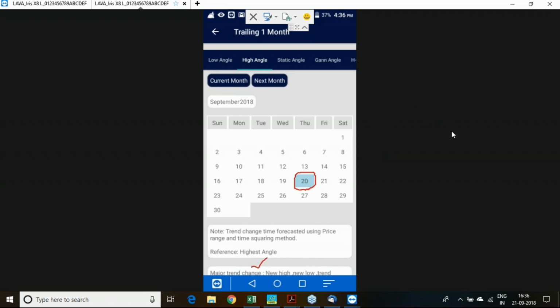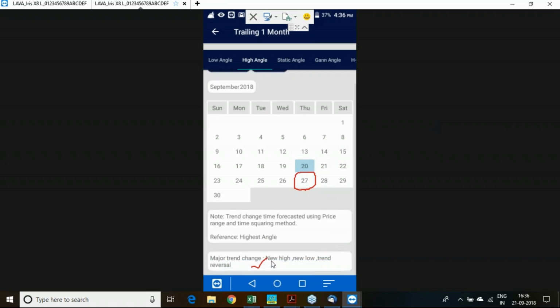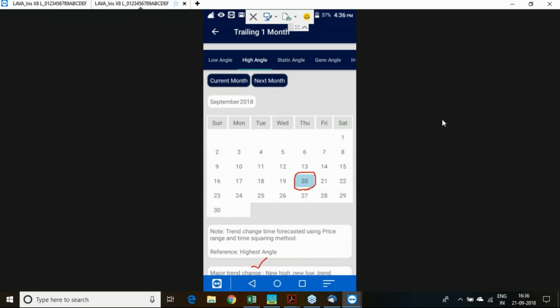Whenever I mention a major trend change date, one new high, new low, or trend reversal is expected. The 20th was a holiday. If the calculated date falls on a holiday, then the previous day or the next day will be impacted. So the 19th or 21st will be impacted, and you have seen a great impact on the 21st. Today there were oscillations of 200, 300 to 400 points in this day.